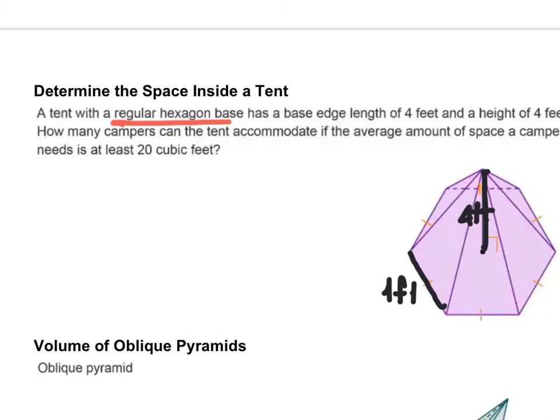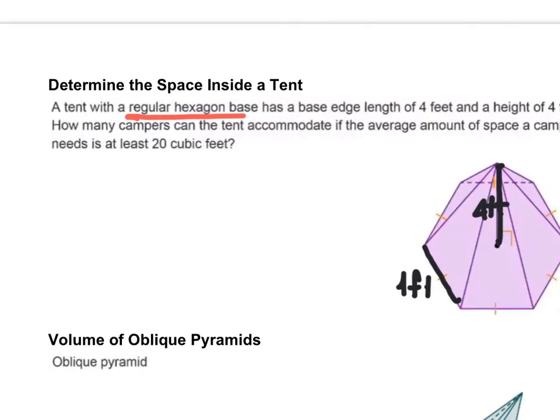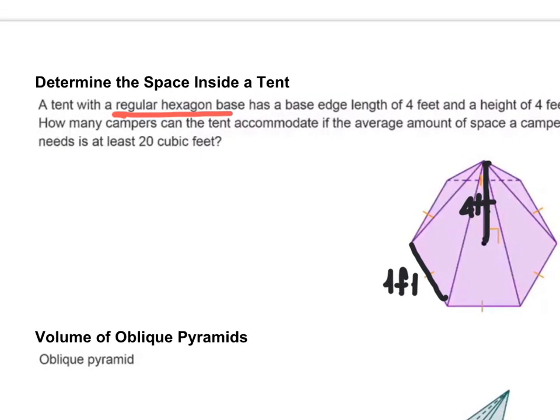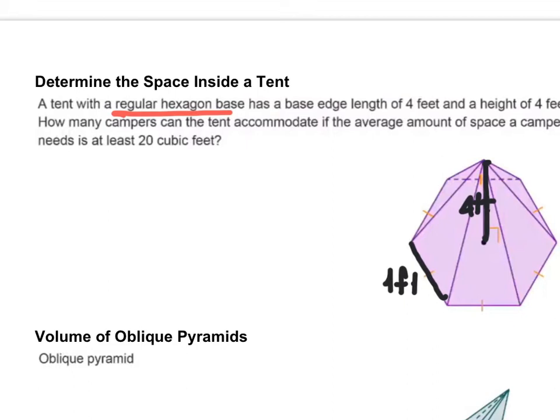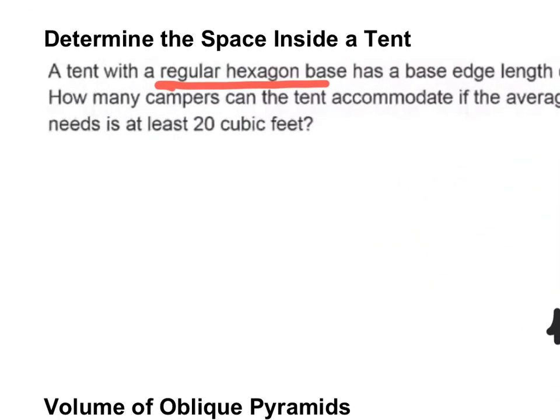And it says, how many campers can the tent accommodate if the average amount of space a camper needs is at least 20 cubic feet? So yeah, this is kind of weird. Let's just see what we can do. All right, let's just find the volume first and do that.